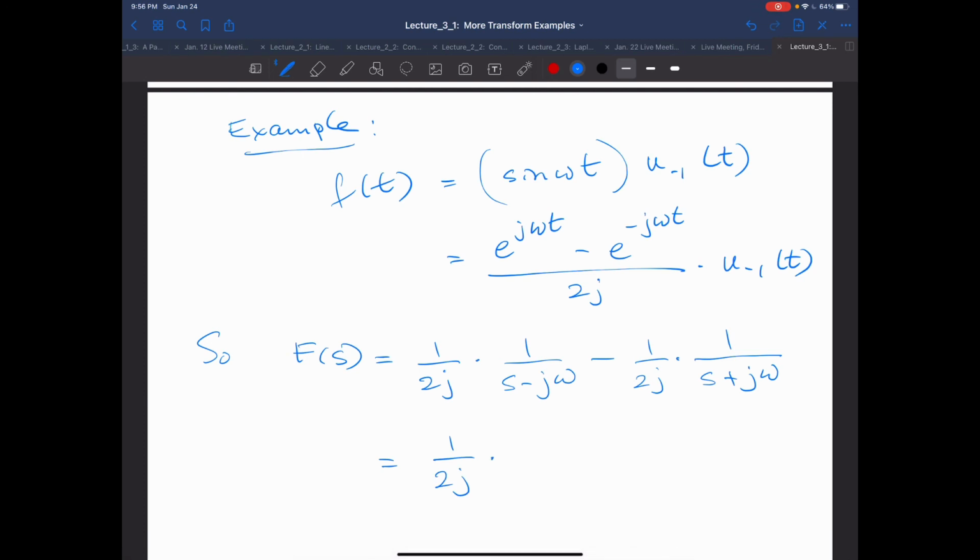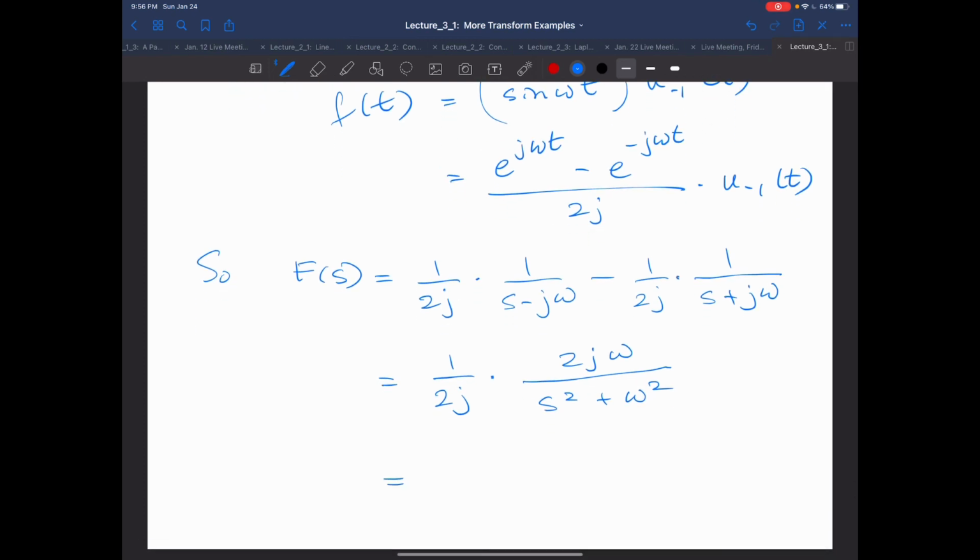And simplifying that, we will get 1 over 2j times 2j omega over s squared plus omega squared, which simply works out to omega over s squared plus omega squared. So there is the Laplace transform of a one-sided sinusoid. Obviously, this is going to be a very important function for us, sinusoidal functions being very important in the study of dynamical systems.